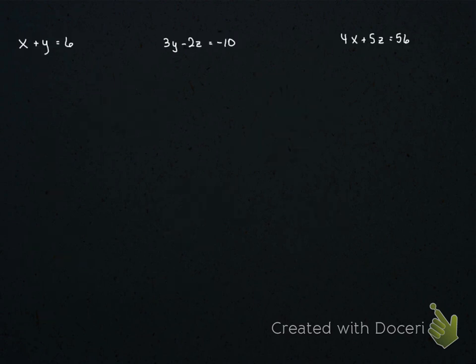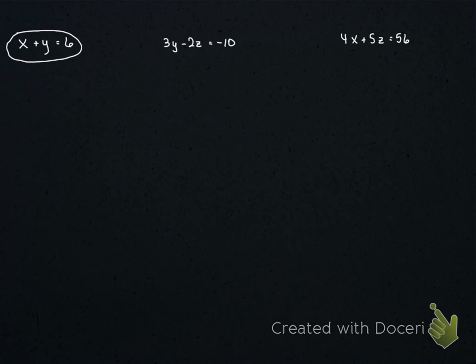Okay, now we run into example 3 where we don't have all the variables in all of the different equations. The first equation is missing a z. The second equation is missing an x. The third equation is missing a y. Okay, so in order to avoid some huge problems here, what we're going to do is take the simplest equation that we've got there and look at solving that for either x or y and making a substitution.